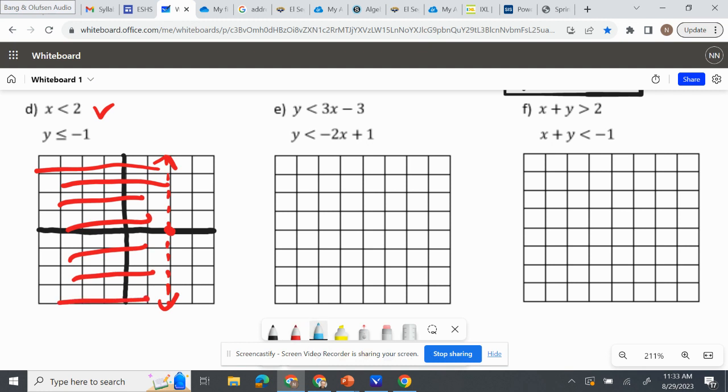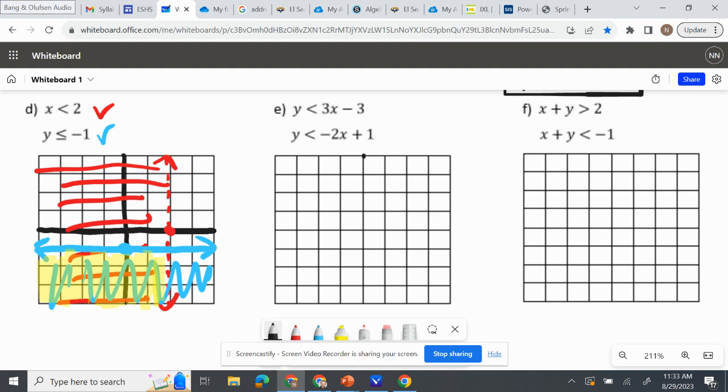For the second one, I have y is less than or equal to -1. So -1 on the y-axis, I'm drawing a solid line. And since it's less than, I'm going to shade below. Now my answer is where the two overlap. So I see the two overlapping right here. So I'm just going to make sure that that's shaded in so I know what my final answer is.